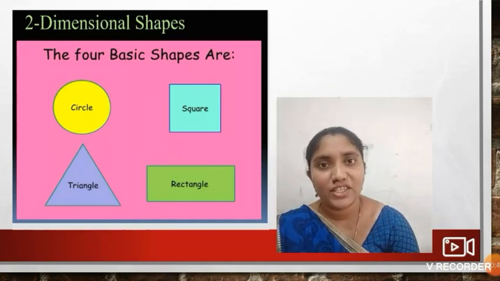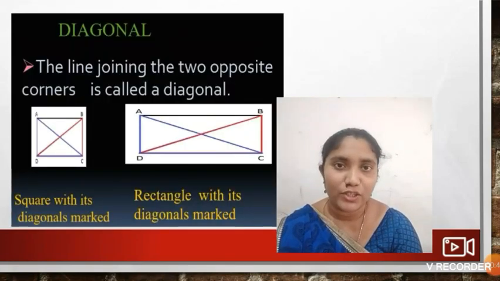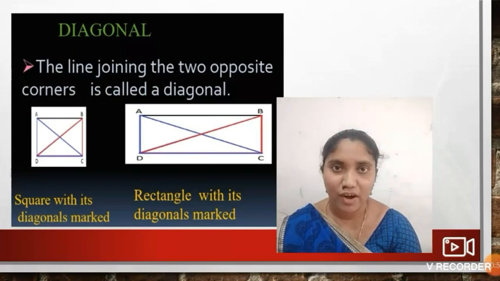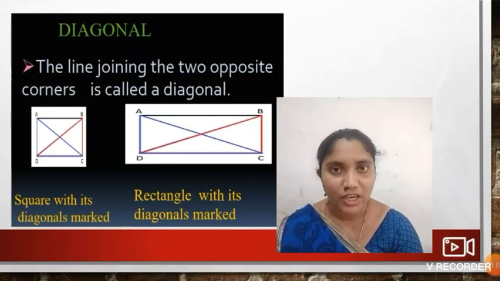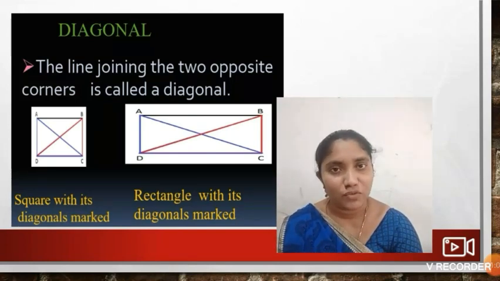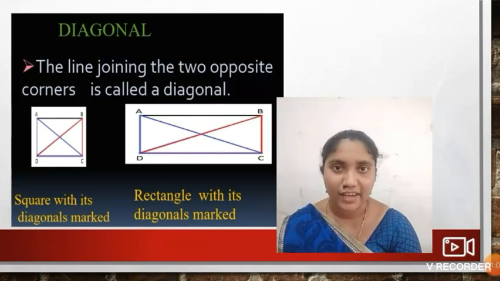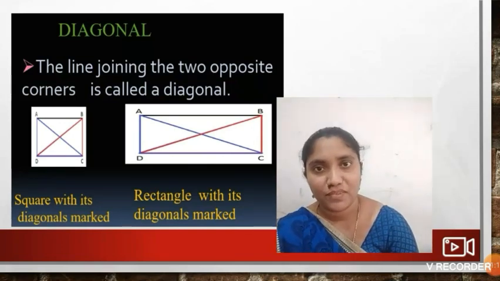What is a diagonal children? The line joining the 2 opposite corners is called a diagonal. To which shapes we can draw diagonals? Only the shapes that have opposite corners we can draw a diagonals. Here the square and rectangle has opposite corners. So we can draw diagonals for square and rectangle. Can we draw diagonals for triangle and circle?